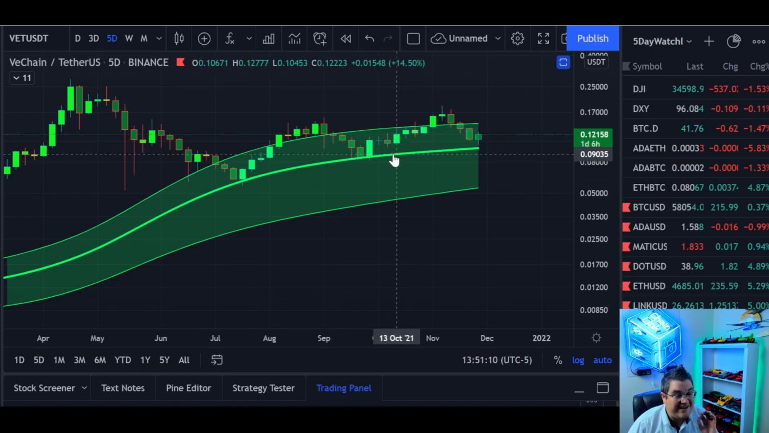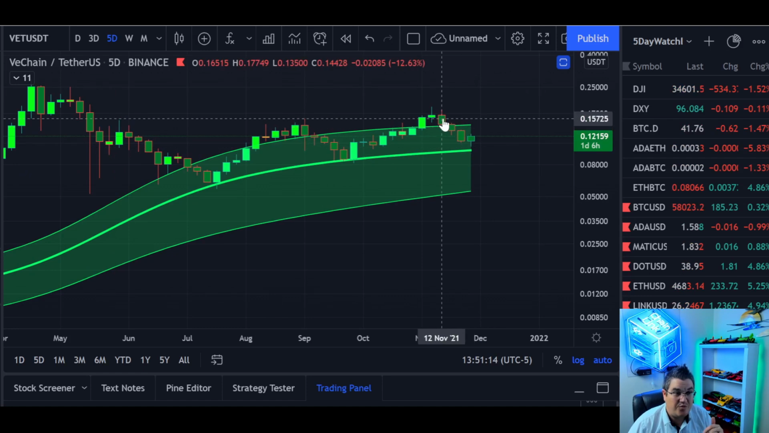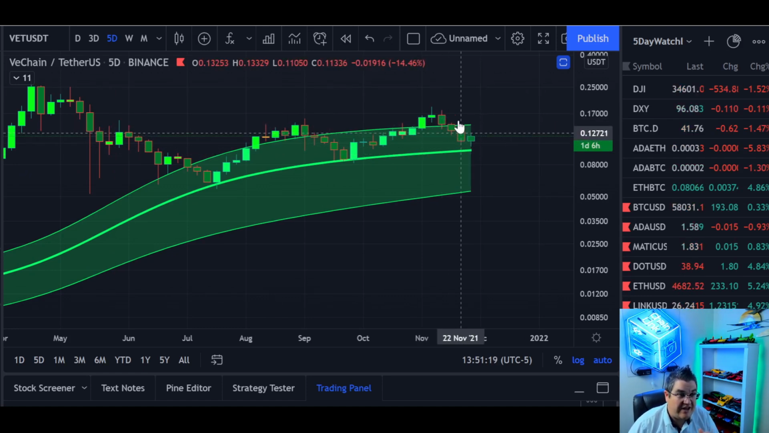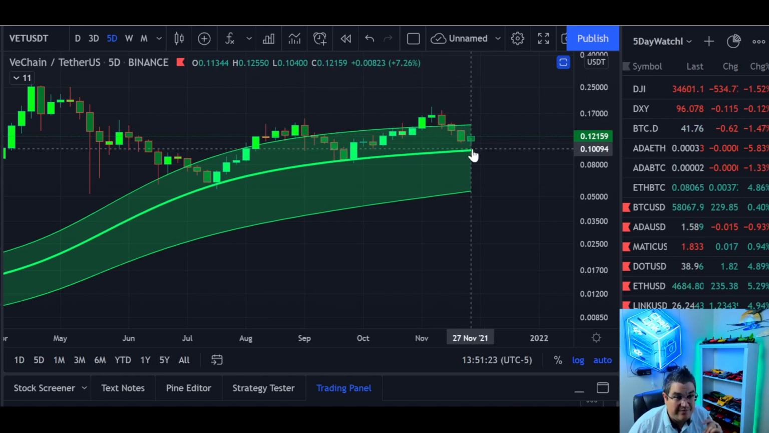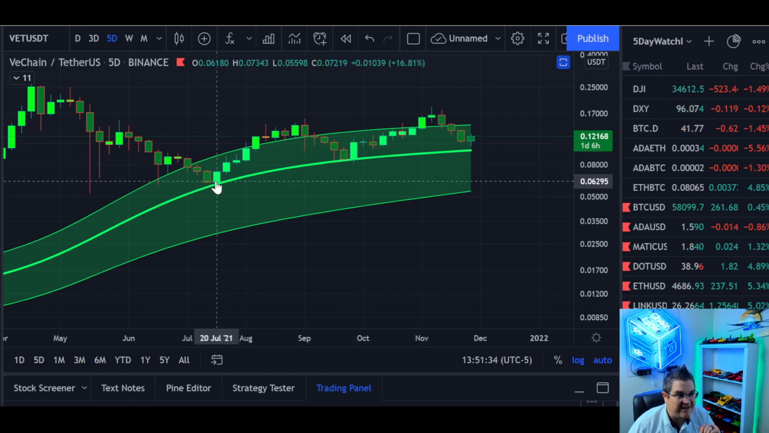Last but not least, the Gaussian Channel, the 5-day Gaussian Channel for VeChain. What do we got? Well, we're back in the channel. 1 candle, 2 candles closed. When you do that, you're more than likely going to at least come down towards this median line, which we've done already, right? We got within half a penny, less than that, on VeChain. So yeah, we're right there. VeChain likes to hold that median line, as you can see.